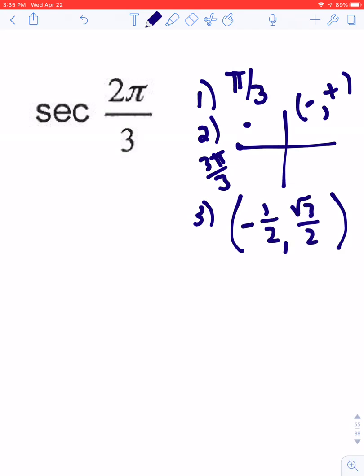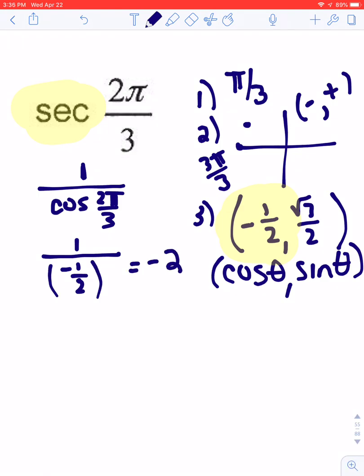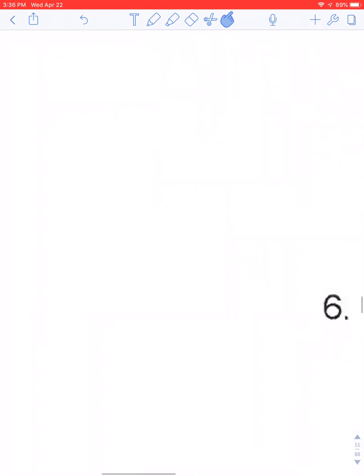Okay, so I have the ordered pair. Now I haven't answered the question yet. It's asking for the secant. Now remember, our ordered pair, our shortcut, is the cosine and the sine of the angle 2 pi over 3. But I know secant is the reciprocal of the cosine. So I know the cosine is negative 1/2, so the reciprocal of the cosine is negative 2. Because if you're taking the reciprocal of negative 1/2, our answer will be negative 2.